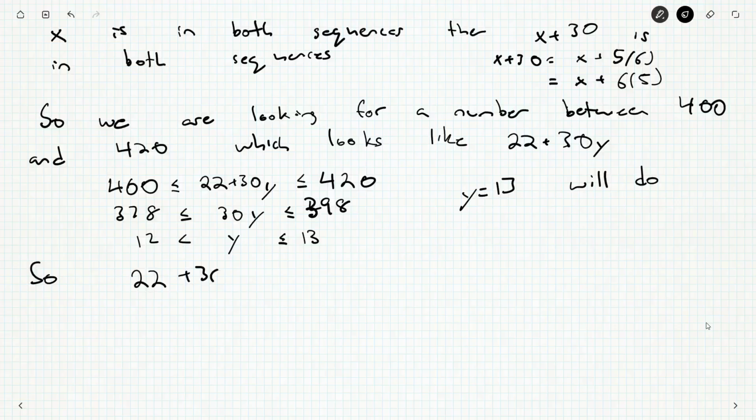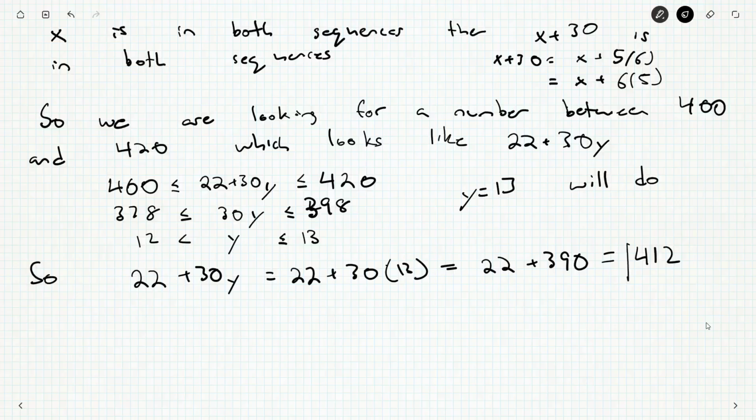So 22 plus 30 times y, 22 plus 30 times 13, 22 plus 390, and then 412. 412 is in both sequences.